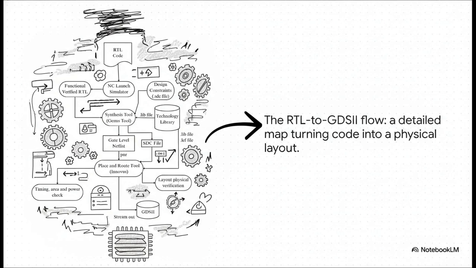Then that netlist goes through place and route tools, which physically arrange those millions of gates. After a ton of checks, the final output is a file called GDSII. This entire flow, right here, is the core of modern chip design.